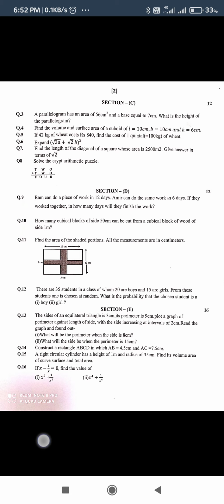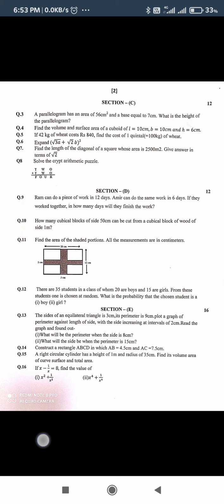Question number 7. Find the length of the diagonal of a square whose area is 2500 meter square. Give answer in terms of square root 2. Okay, so here we have to cut the last statement, give the answer in terms of root 2. Only the question is to find the length of the diagonal of a square whose area is 2500 meter square.